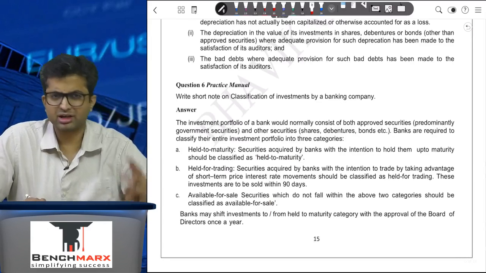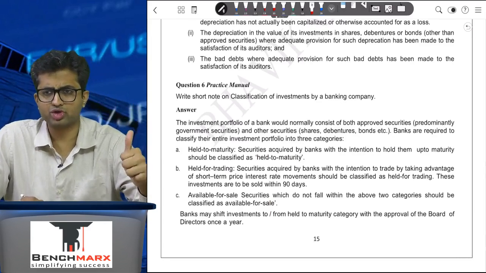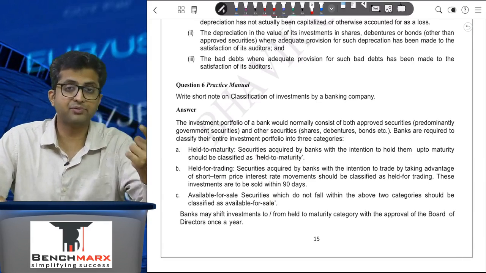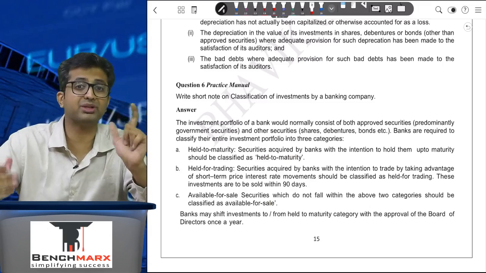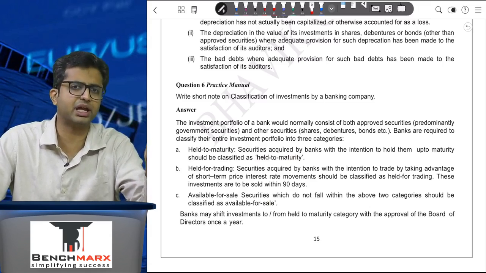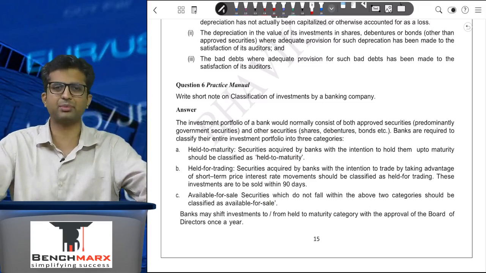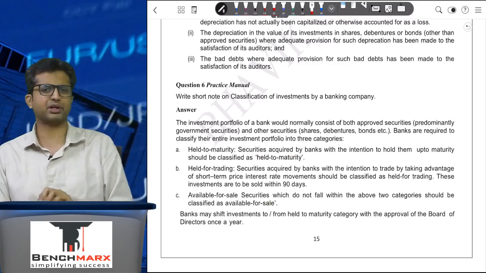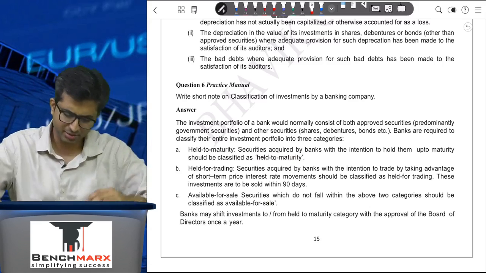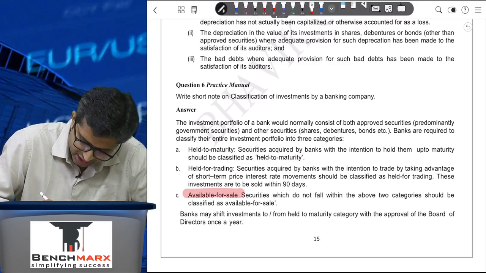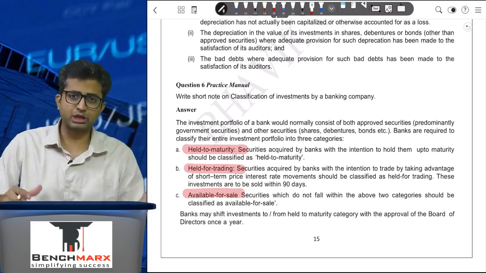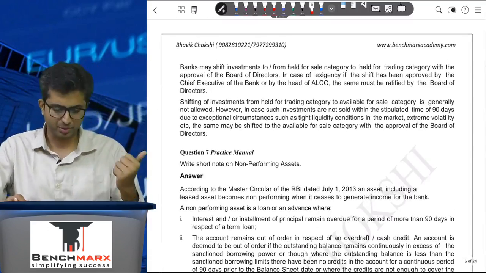Classification of investments by banking company. Remember, there are three classifications: held to maturity, as the name goes, investments intended to be held up to maturity; held for trading, intended to be bought and sold within a period of 90 days; available for sale, investments which do not fit any of the first two criteria. For example, there's a 5-year bond. We don't want to sell it after 90 days, but we don't even want to hold it for 5 years. We want to sell it after 3 years. Then it is available for sale. So these are the three categories. A transfer from one category to another is possible subject to certain limits and permission secured from the board.